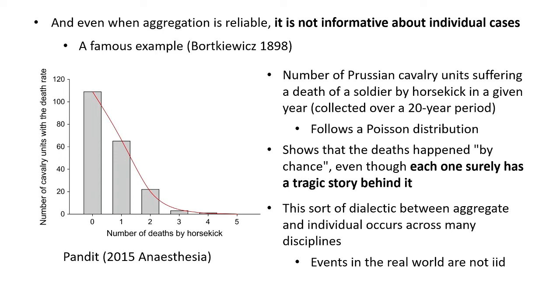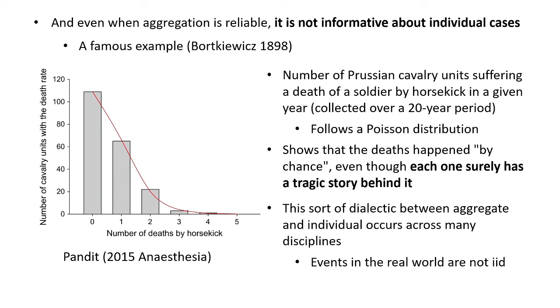This is a famous example, which seems to me quite apropos, since I suspect when this place was in its prime, there were probably a lot of cavalry units around as well. This is from Bortkiewicz in 1898 for the Prussian army, and looked at the number of Prussian cavalry units suffering the death of a soldier by horse kick in any given year. It follows a beautiful Poisson distribution, showing that the deaths happened by chance.